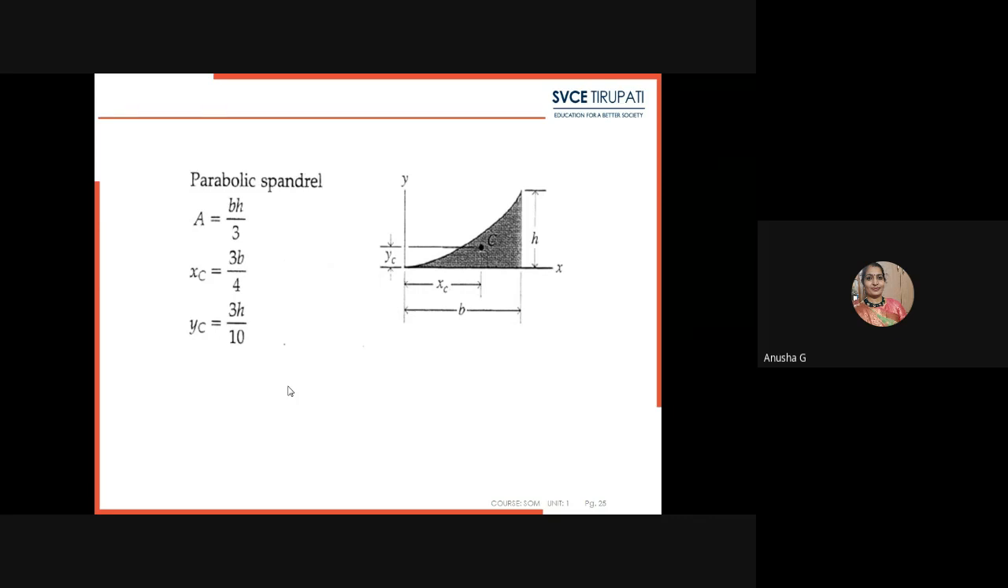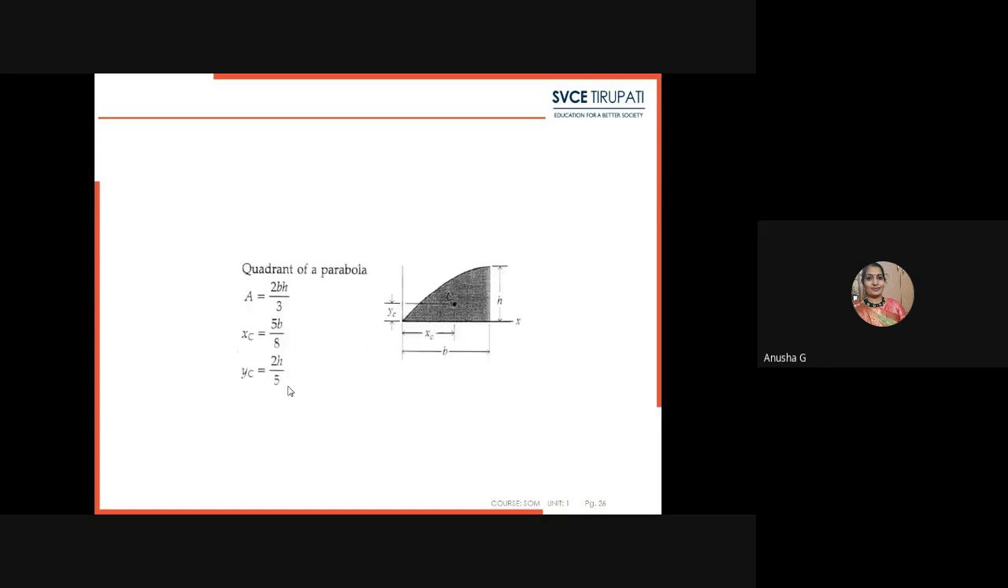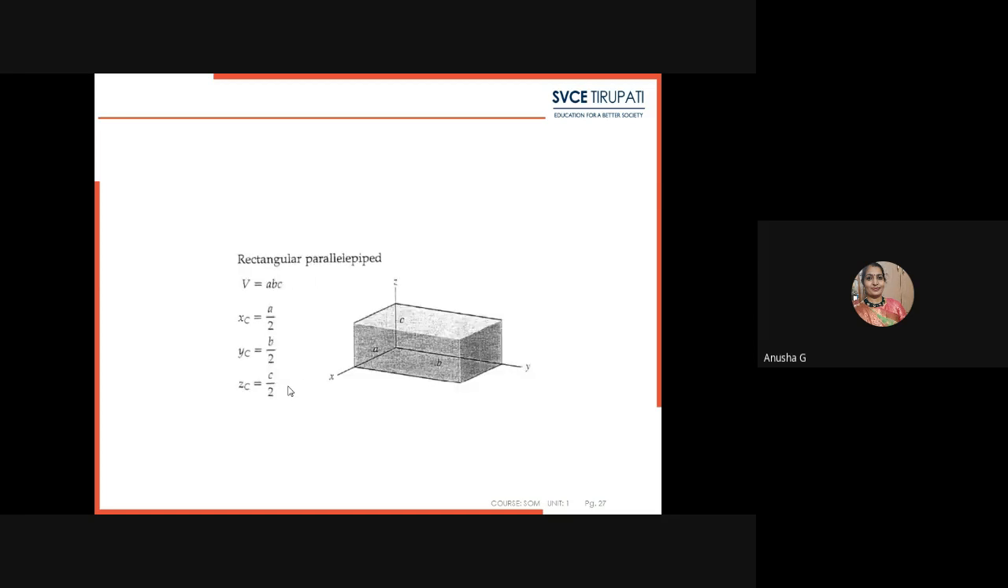And the x direction will be 3b by 4, the y direction will be 3h by 10. Here the x direction will be 5b by 8, and the y direction will be 2h by 5. These are all the different centroidal formulas that have to be considered.